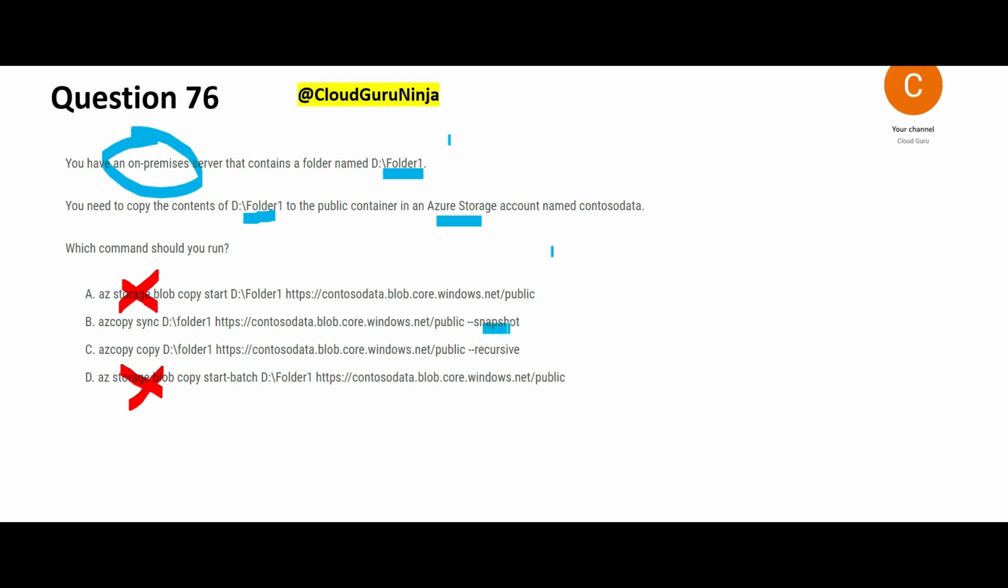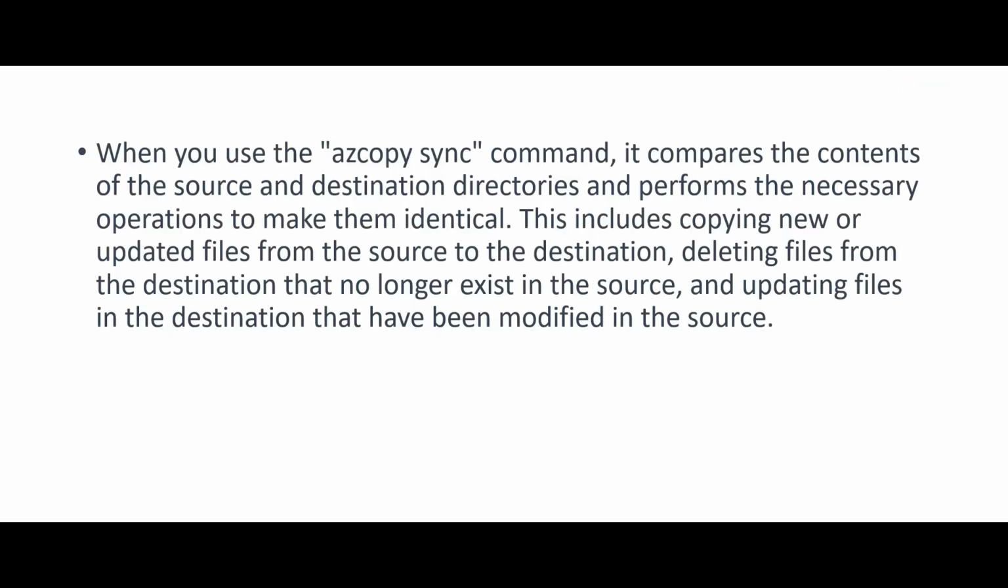Here you see one is telling snapshot, one is saying recursive. Which one should we choose? There is one more difference. Here we have sync and here we have copy. See, azcopy sync is a command that compares the content of source and destination directories and performs operations to make them identical. If some file is on the left hand side but not on the right hand side, it will copy it. If some file is on the right hand side and not on the left hand side, then it will copy that too.